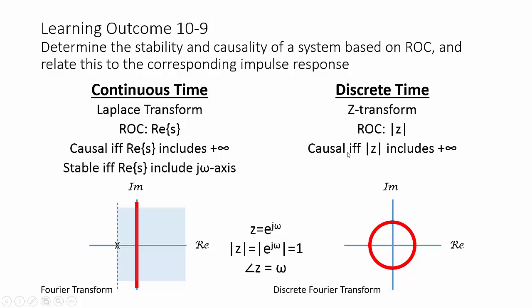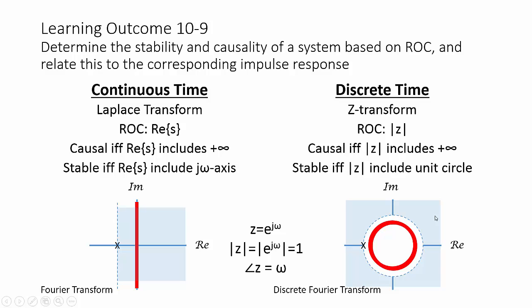We have a similar definition for causality for z transforms. A system is causal if and only if the magnitude of z includes plus infinity. That means we're going to have a boundary, magnitude of z, and if that goes outward towards infinity, then this region of convergence would be causal. Similarly, we have our stability if and only if the magnitude of z includes our unit circle, just like including our j omega axes. So this region of convergence would be stable.